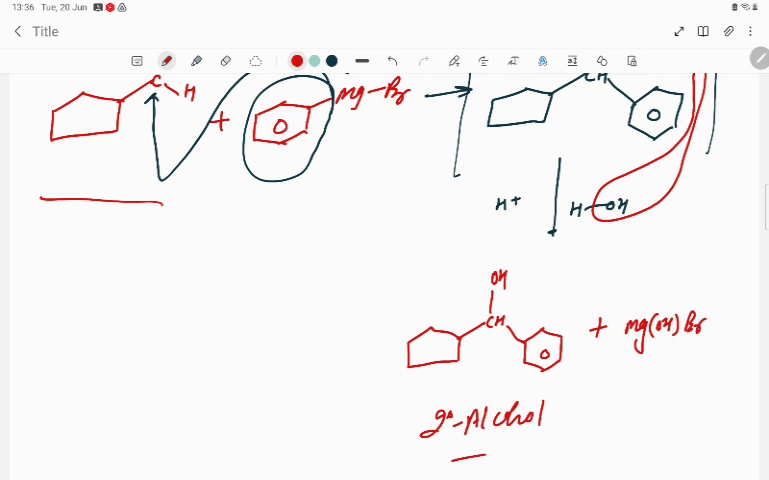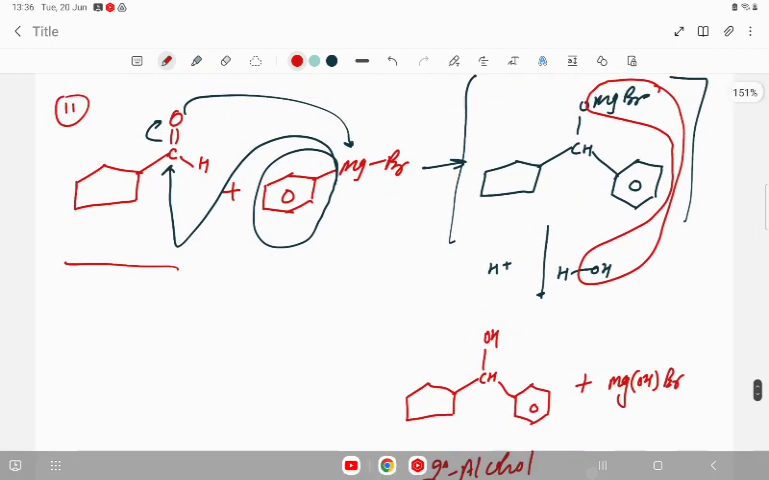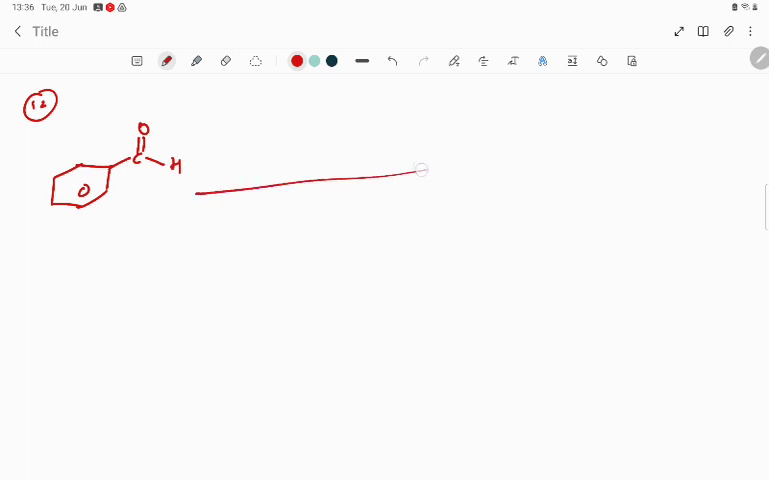Now let us move and find out some other examples, student, which we can understand. We are going to example number 12. Students, the problem we are taking here is benzaldehyde: C double bond O, here is the H, student. Now you are treating it with CH3MgBr, student, right? This is the CH3MgBr.